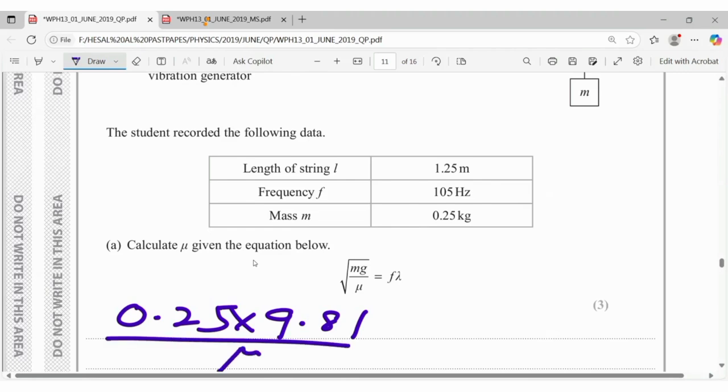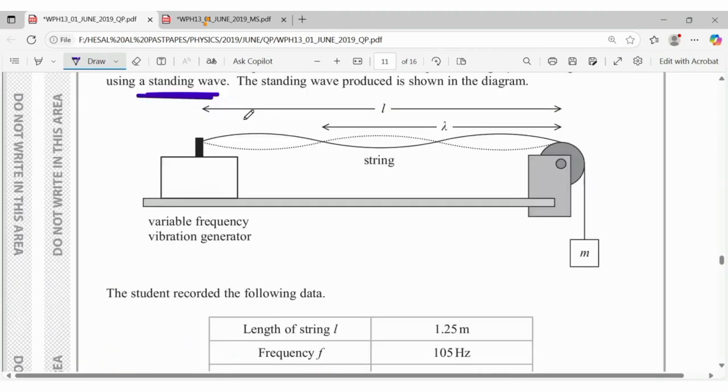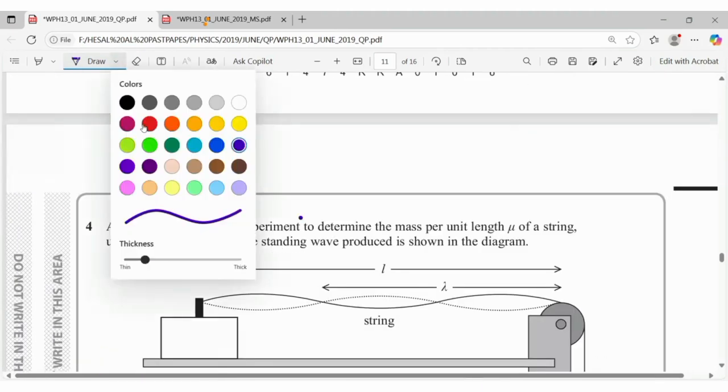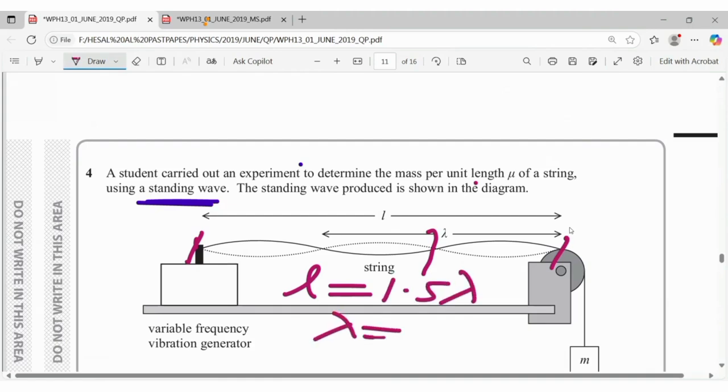Here, mu is the one we have to find, under the square root. Frequency also we know. It is 105, but directly we do not know lambda. We have to find lambda first of all. How do we find lambda? With the wave pattern. Here, this to this, you can see the length is L. Here to here, one wave. Here to here, half. 1 and a half, 1.5. So, length equals 1.5 lambda.